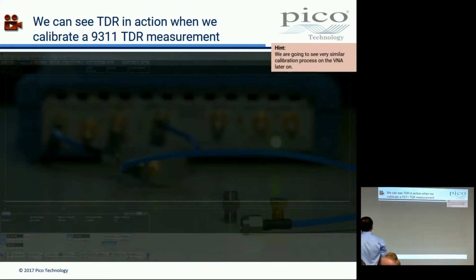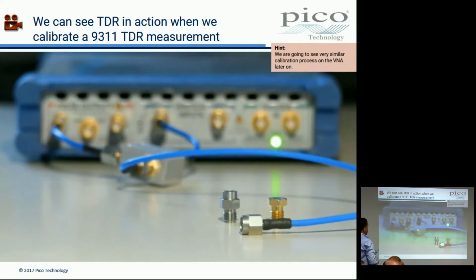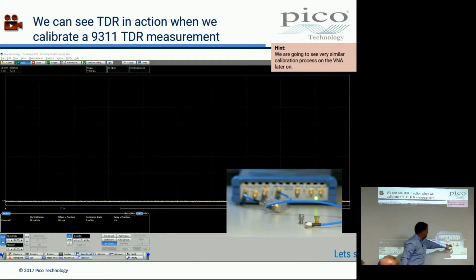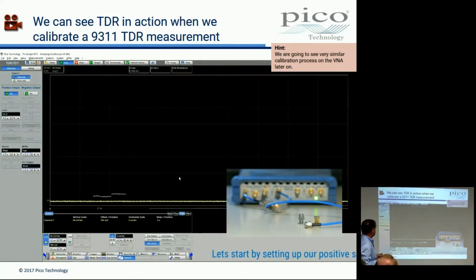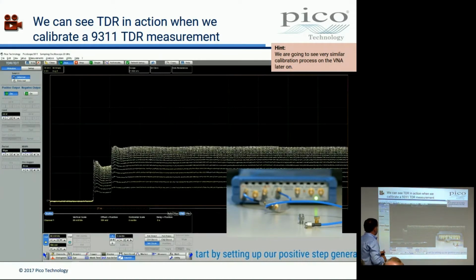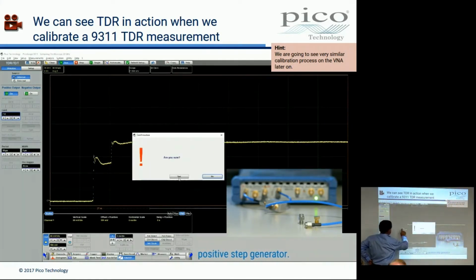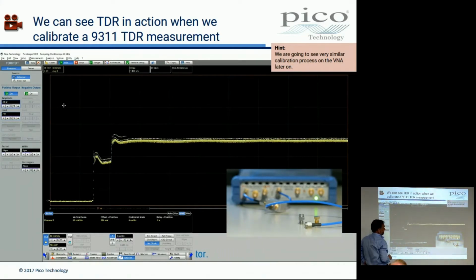We can see all of this in action when we calibrate a 9311. Let's just do a calibration on a 9311. Well, what we do here, I'm going to do a TDR calibration, and I've got a known load, and a short. And what we do is we set up our pulse level. So we turn on our pulse, and straight away we can see open end, we can see voltage steps to a value at some time later.